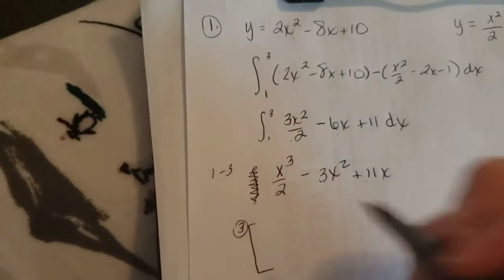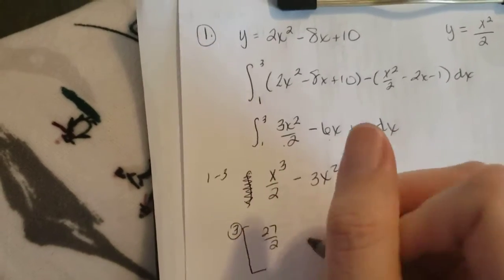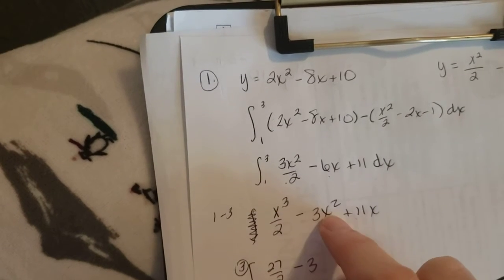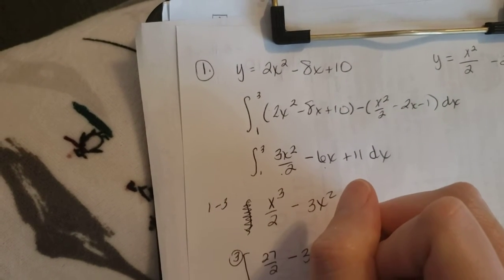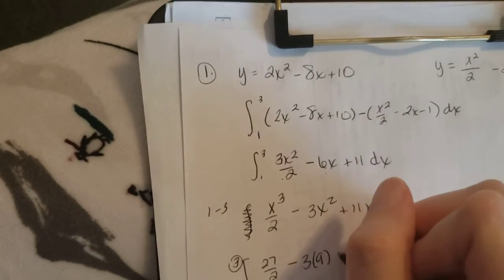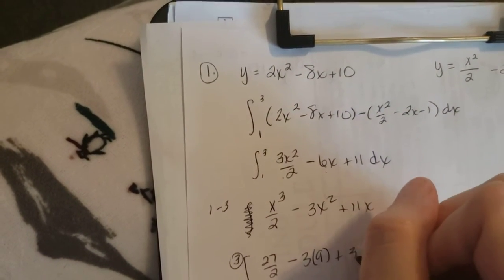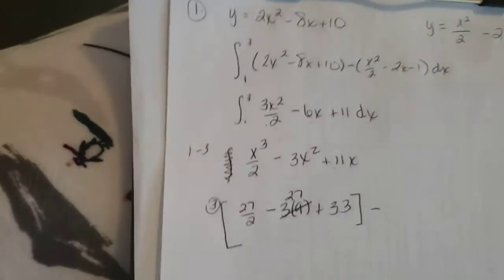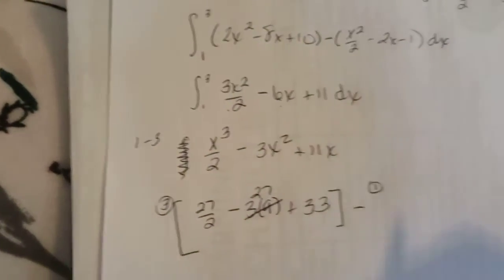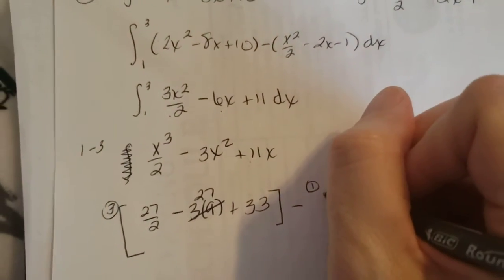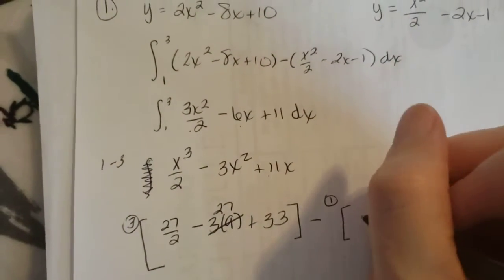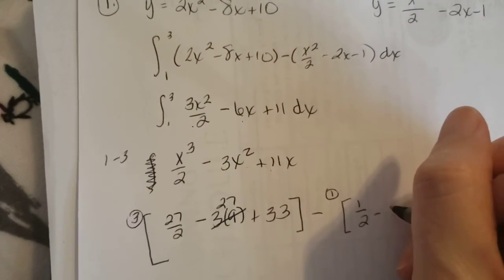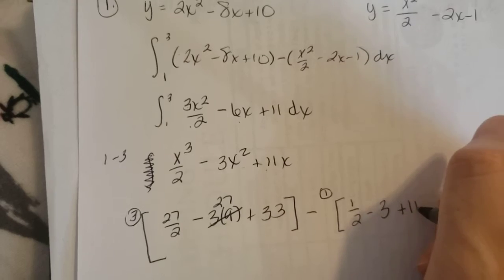So 3 cubed is 27. 27 over 2, minus 3 squared is 9, so 3 times 9, and then 3 times 11 would be 33. So I'm going to change that 3 times 9 to 27. And then I'm going to go ahead and plug my 1 into that function as well. So 1 cubed over 2 would be 1 over 2. 3 times 1 squared would be 3, and 11 times 1 would be 11.